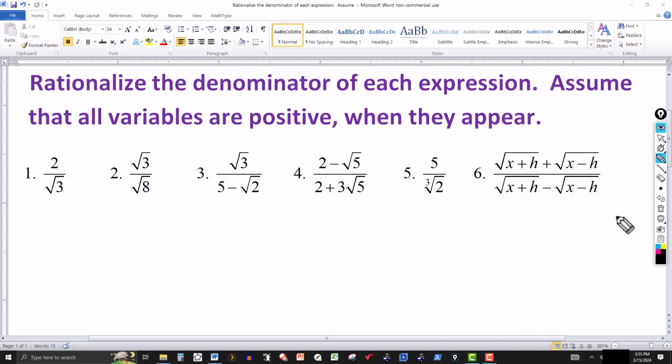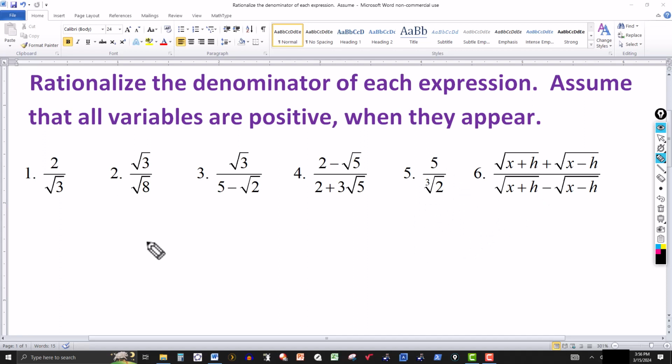Here's this one. Number 5 is just a single cube root in the denominator. So again, how do we make this a perfect cube? That is the radicand 2. Well, we can multiply this by what? Cube root of 4, since 4 times 2 is 8, and 8 is a perfect cube. So let's put here a 4. And of course, multiply the numerator also by that. And of course, cube root of 8, that's 2. That's your answer. So that's 5 times the cube root of 4 all over 2.